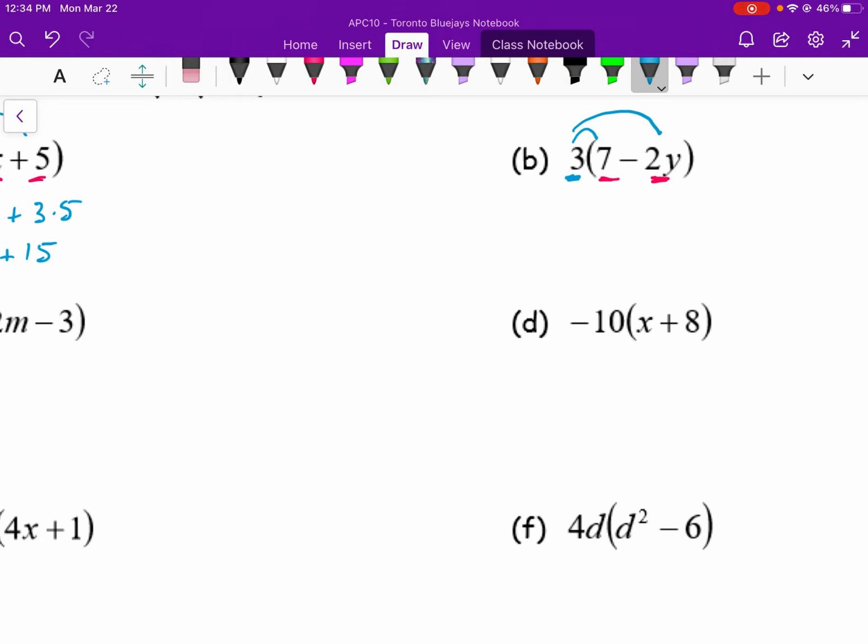Do you see how there's brackets here? That implies that there's a multiplication. So I have to do 3 times 7 first. Now we can consider this plus 3 times negative 2y. In other words, this is 21, and I'm going to multiply these two together plus negative 6y. And it's probably better to rewrite this as 21 minus 6y.